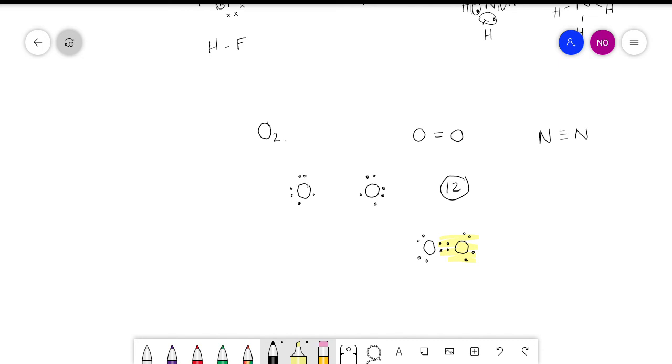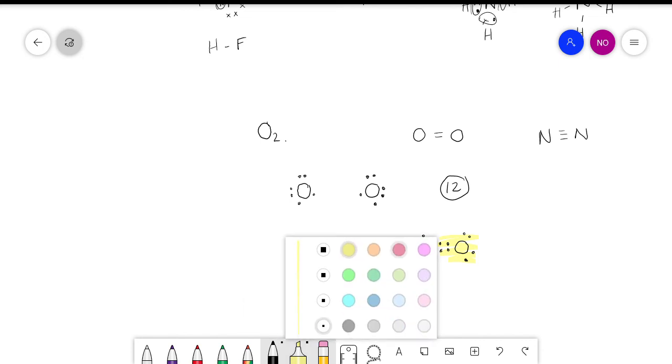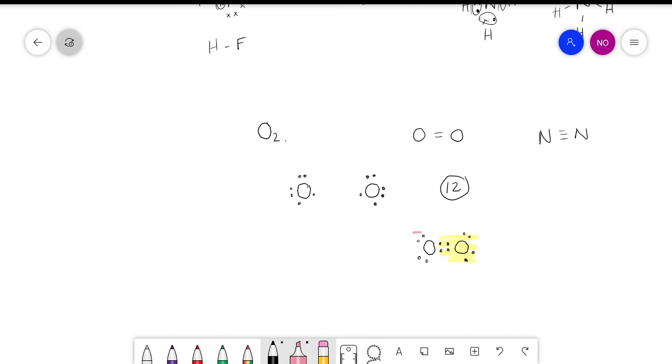2, 4, 6, 8. Do you agree? And if I go and look at this oxygen. Do you agree? 2, 4, 6, 8. Okay? They basically just bend more towards one another.